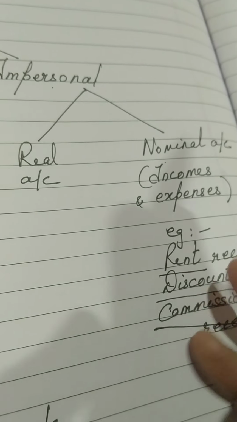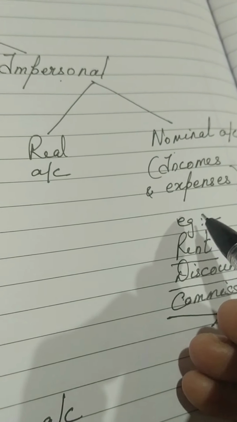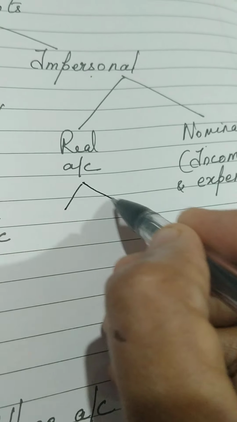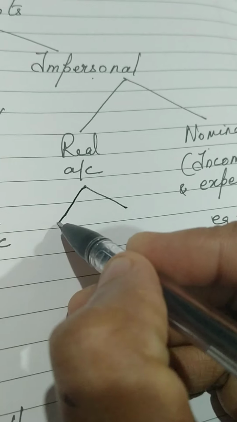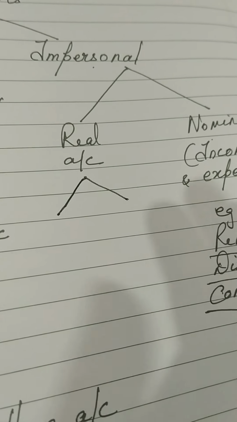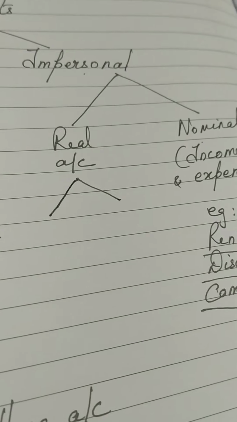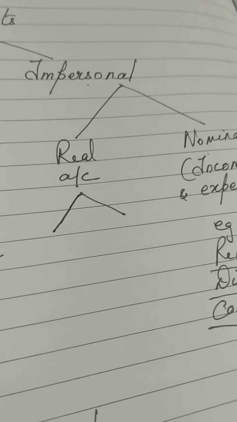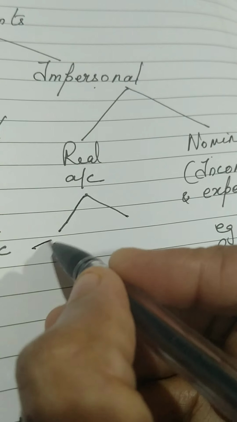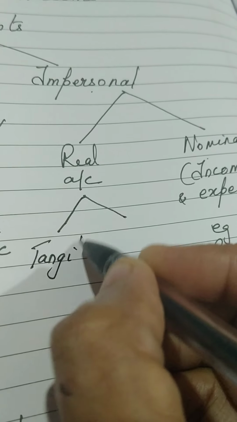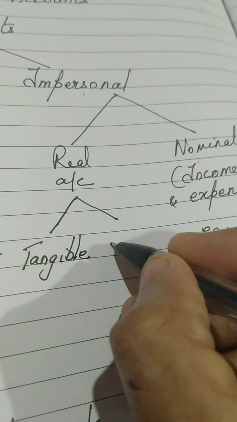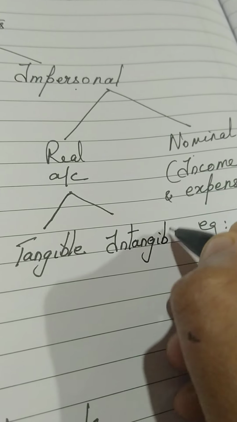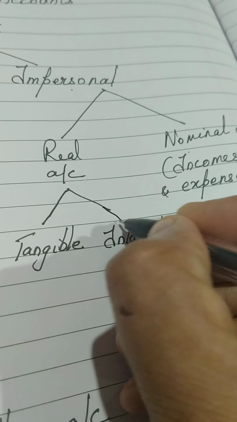In nominal account, we will write all the incomes whatever the company is receiving, and also all the expenses whatever the company is bearing. Now real account means the assets and properties of the organization. Accounts related to the properties and assets owned by this business concern are considered real account. Real account is further divided into tangible and intangible account. Tangible means which can be touched, and intangible means which cannot be touched.